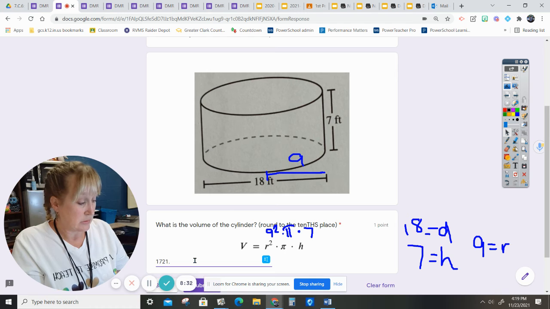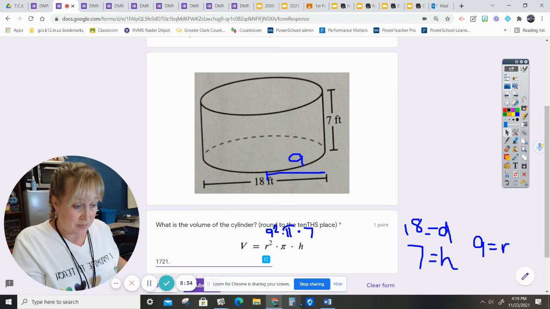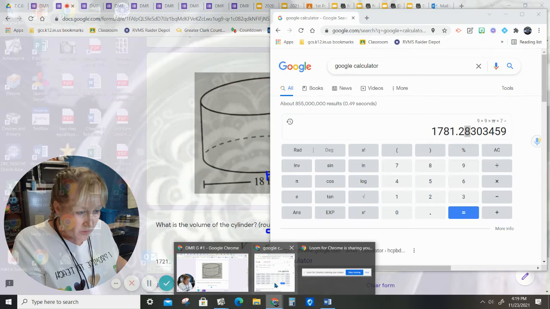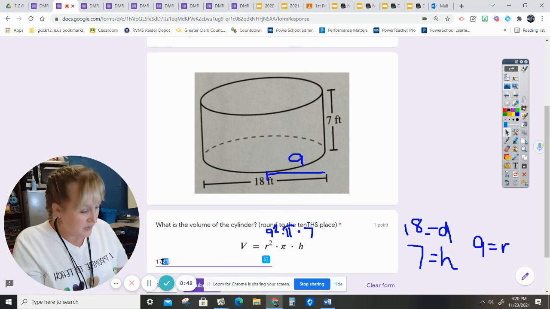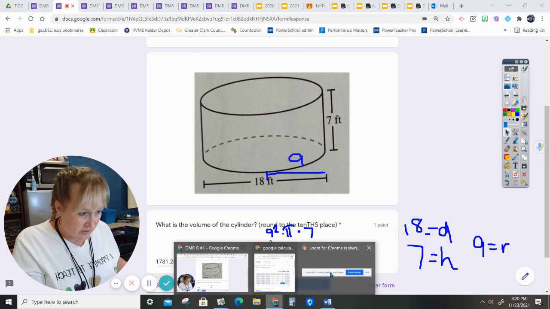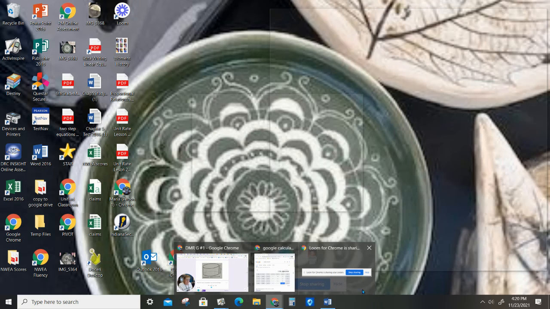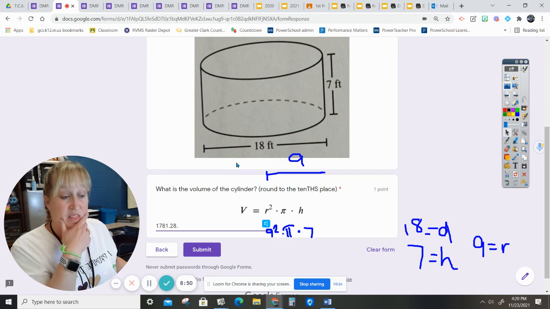I already forgot. See, I can't remember anything. 1781.28. Oh, I had that wrong. 1781.28. Double check, double check. Yep. All right, so that should be it.